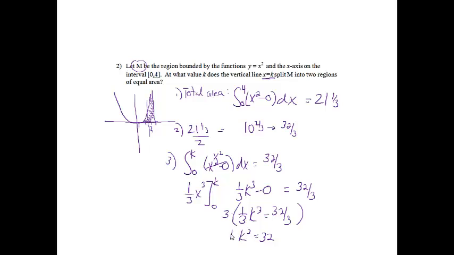Then to get rid of the cube, we take the cube root of both sides. So k is equal to the cube root of 32. I could leave it as the cube root of 32, but if I would like to make it a decimal out to 3 places, that answer would be 3.175. So when it asked at what value k does the vertical line split it into two regions, that's where I would draw my line.